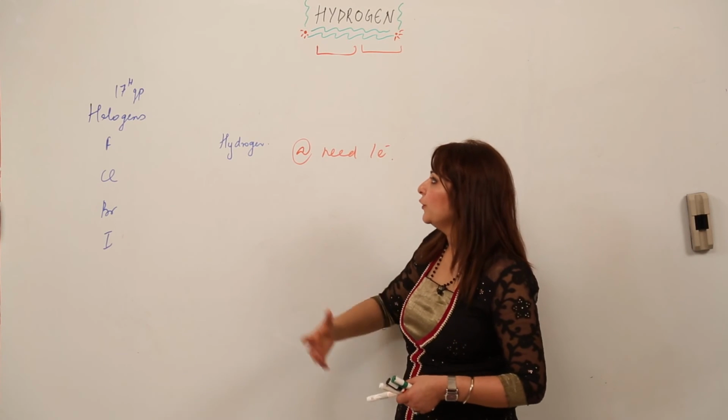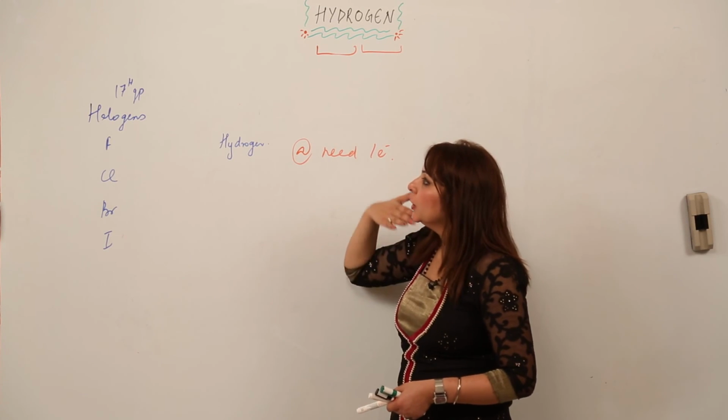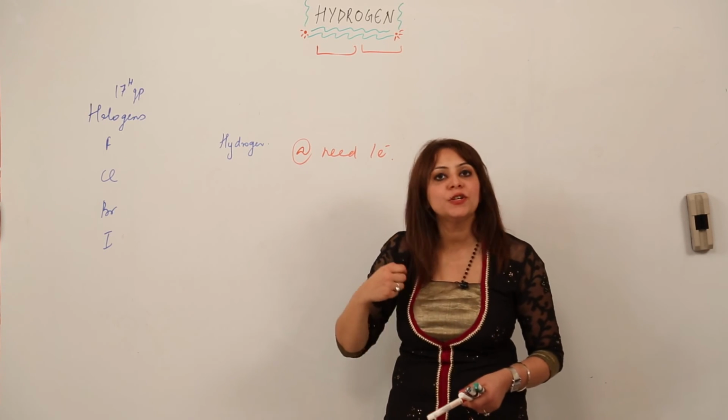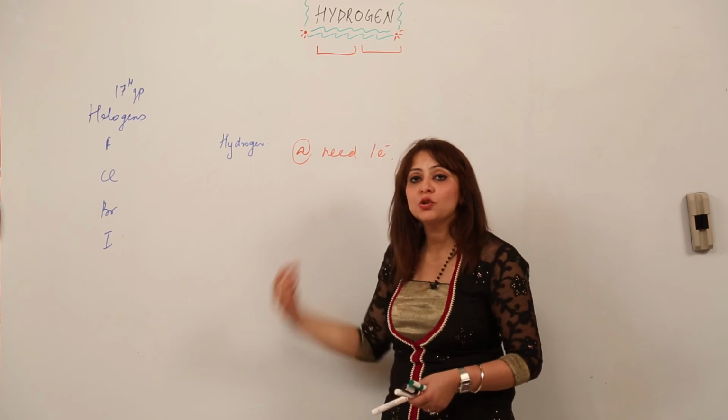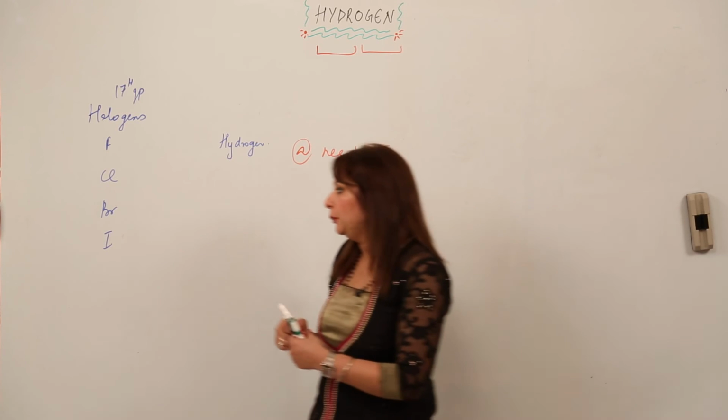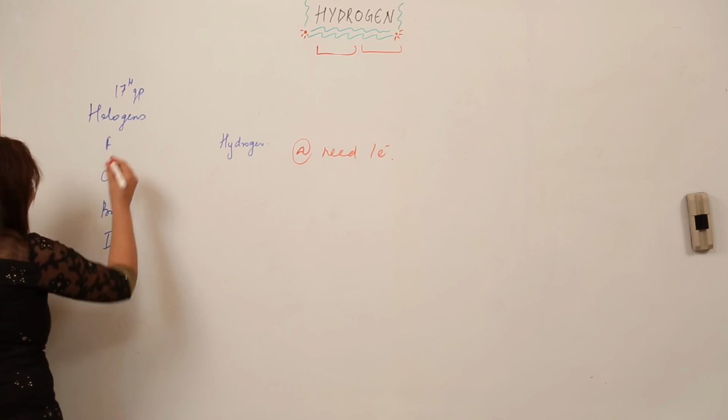So as I told you, the first similarity is that the halogens also need one electron to complete their octet, or you can say to attain stability. Similarly, hydrogen also needs an electron to complete its duplet, right.